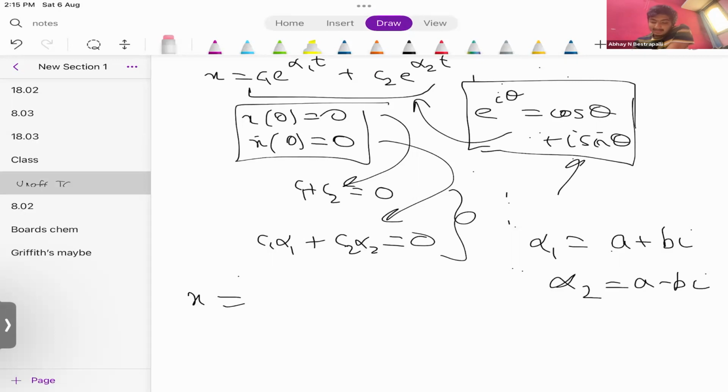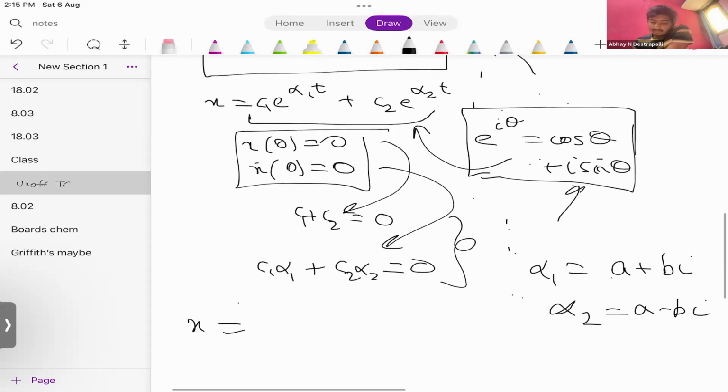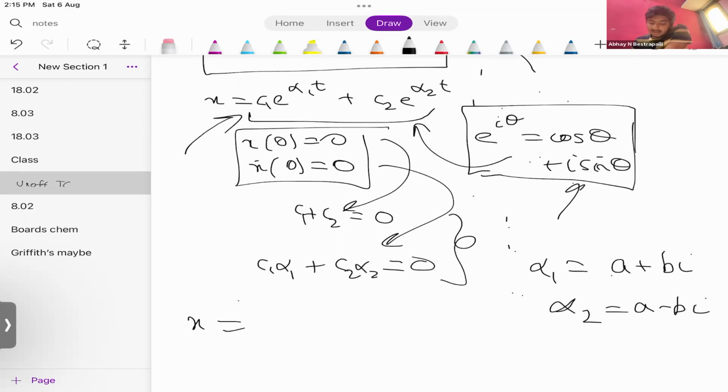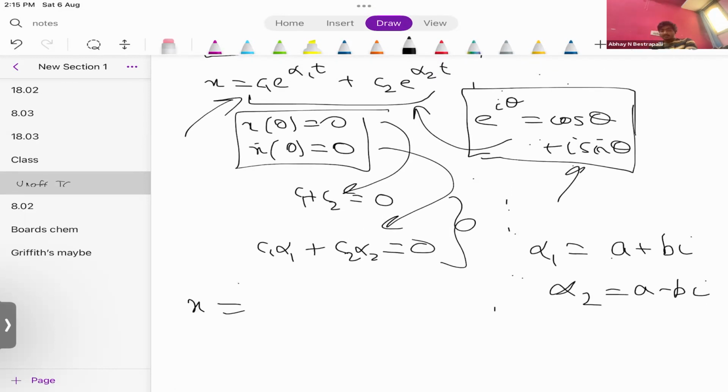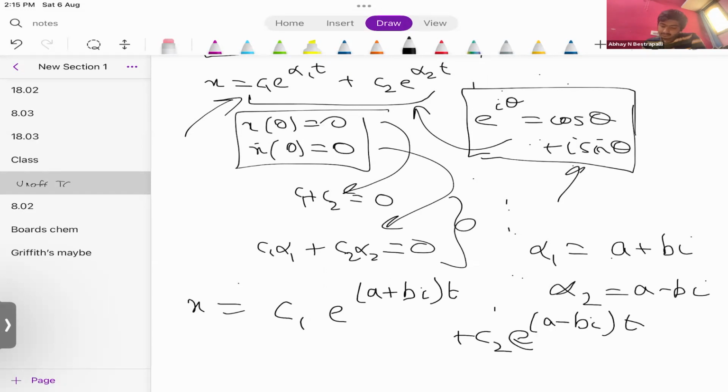So if you expand this, then you'll get x equal to, x is real, but for now just bear with me writing it like this, C1 e^(a+bi)t... so e to the power a will just come out. Let me just write this fully. C1 e^((a+bi)t) plus C2 e^((a-bi)t).